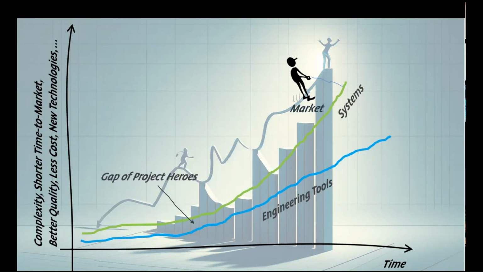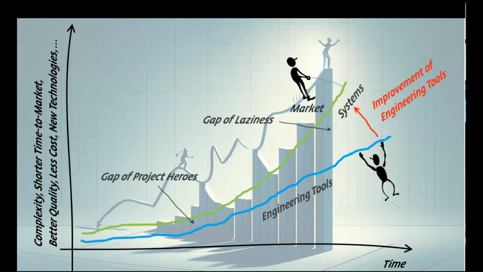But if a company does not further develop the engineering tools, which means the methods, the approaches, the practices, and also the engineering software applications, then we get this gap here, let's call it the gap of laziness. And this becomes increasingly a problem. So we need a continuous improvement of the engineering tools, and from time to time we need a larger step there. Introducing SysML v2 technology and AI assistance are two candidates to close this gap.